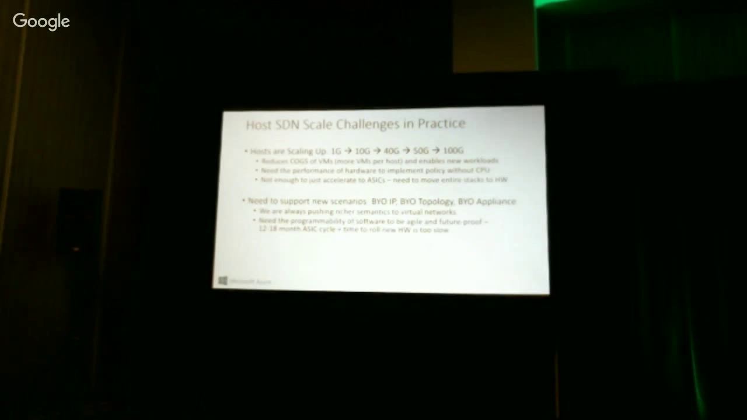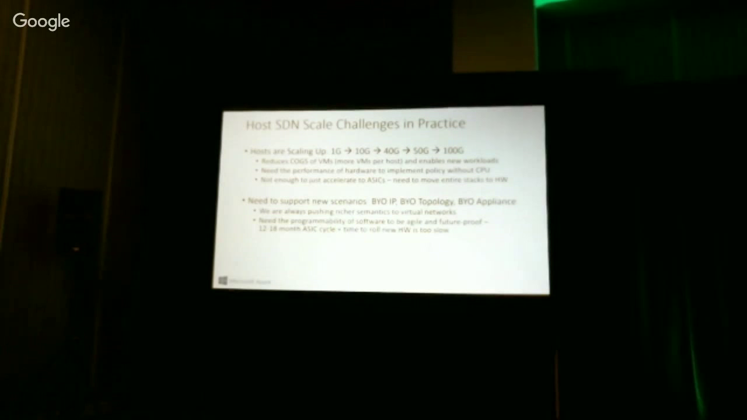And so we need the programmability of software to be agile and future-proof, but the 12 to 18-month ASIC cycle is just too slow. I can ship a spec to a top networking ASIC vendor, and they will produce something that does what the spec does. If they're fast, 12 to 18 months. If they're not as fast, maybe a little longer. But things will change by the time that thing comes back to me.